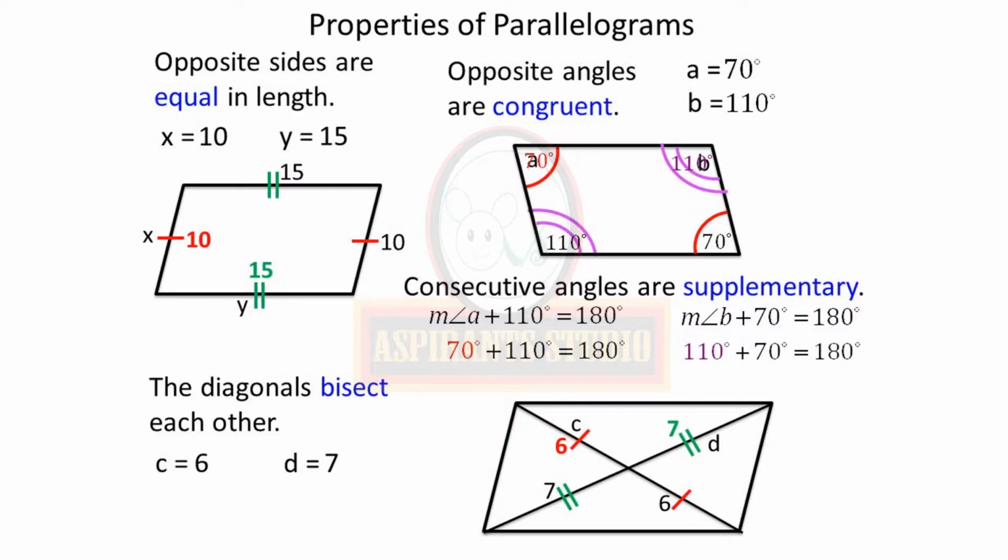Properties of parallelograms. Opposite sides are equal in length. Look at the first figure. You can see that opposite sides are equal in length. Now look at the second figure. You can see that the opposite angles are congruent.